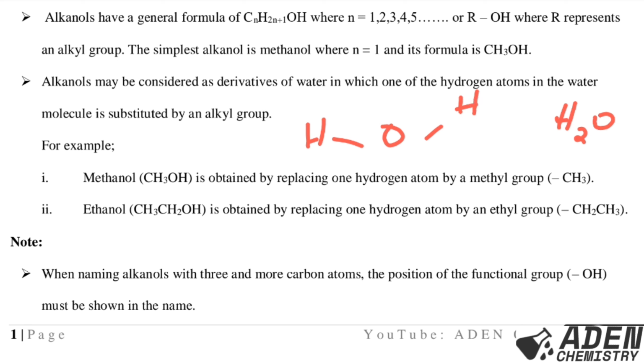So here we have methanol. And for methanol, when we make it an alkyl group, we are going to have methyl. That's what we are going to have there.